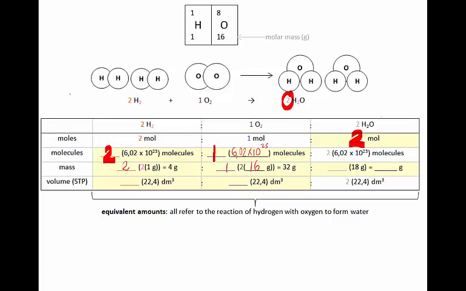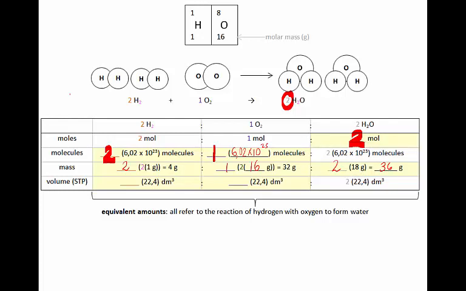Here we're asking ourselves, 2 moles of H2O, how many grams? Each mole of water has a mass of 18 grams: 16 for the O, 2 times 1 for the 2 H's. So 18 grams is the molar mass of H2O. And here we are asking, what is the mass of 2 moles of that? So it is 36 grams.